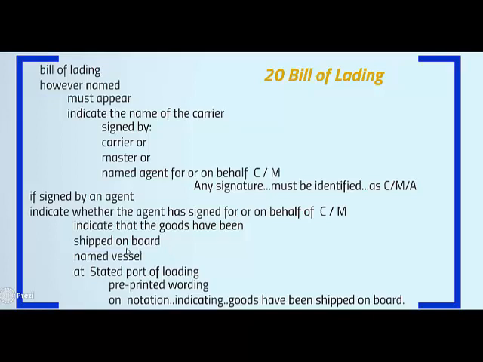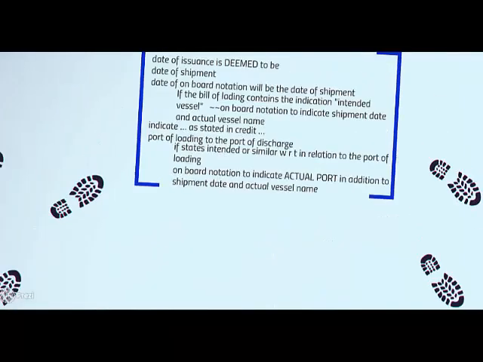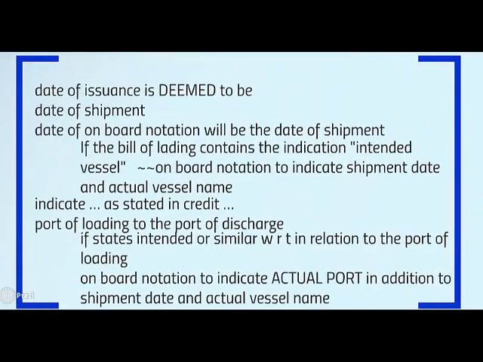So it should indicate goods have been shipped on board a named vessel. There is no question of an intended vessel, it is a named vessel. And it should be from a stated port of loading. Stated means stated in the credit. It should indicate goods have been shipped on board a named vessel from the port stated in the credit. How will it be indicated? By a pre-printed wording or a notation. If it is a notation, the notation should be indicating that goods have been shipped on board. This is what we normally call an on-board notation.